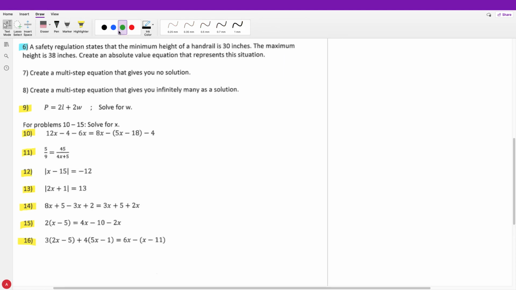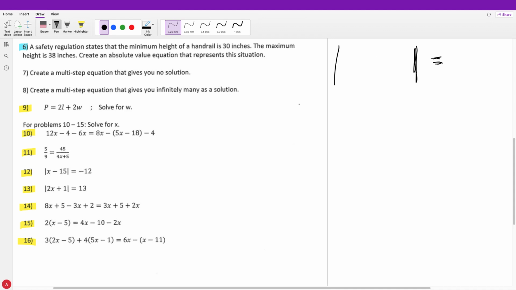All right, so when I go to do this problem, it says a safety regulation states that the minimum height of a handrail is 30 inches, the maximum height is 38 inches. Create an absolute value equation that represents the situation. Well, one of the ways that we can do this is we need to create an equation like this. We need to have it set equal to some number.